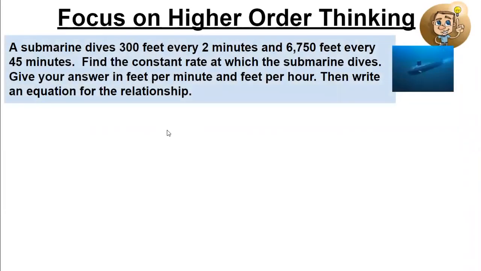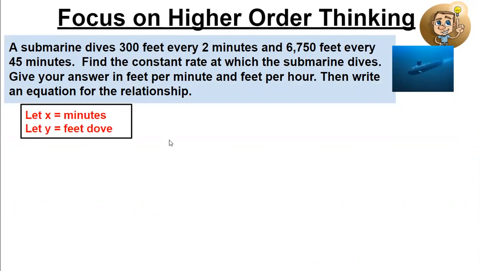A submarine dives 300 feet every 2 minutes and 6,750 feet every 45 minutes. Find the constant rate at which the submarine dives. That's going to be your k. Give your answer in feet per minute and feet per hour. Then write an equation for the relationship. Got lots to do on this problem, so let's take a look at it step by step.